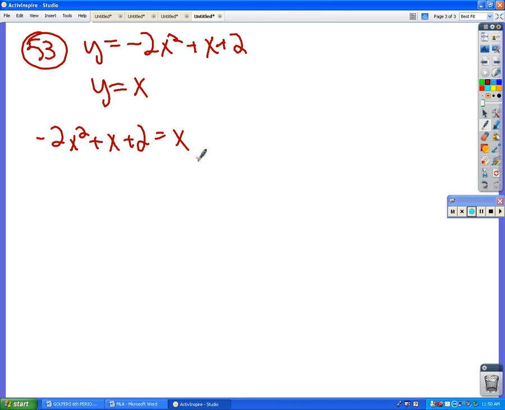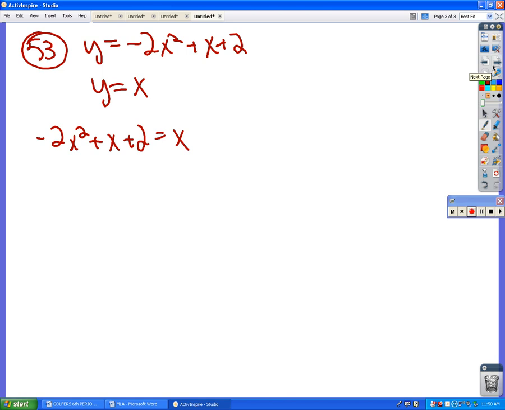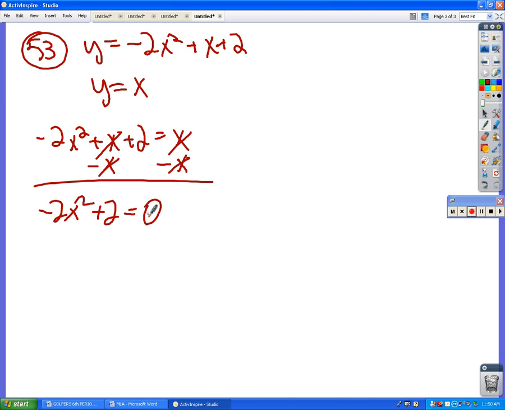What did we do on this one after we put them equal to each other? What did we do with that x? Because I wanted to get all the x's over here on the left, right? So if I look at this one, what do I have to do to get this x over here on the left? Right. So subtract 2x from both sides. So negative 2x squared. X's cancel. Plus 2 equals 0. Okay?